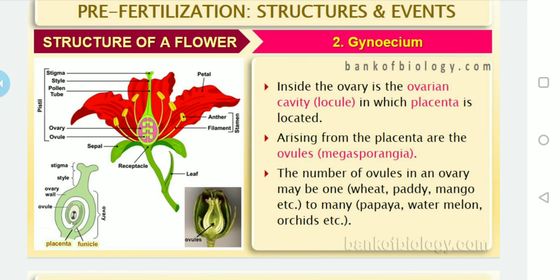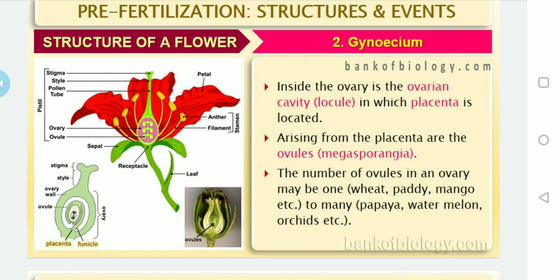The ovary is a hollow structure having one or several chambers. It is called the ovarian cavity, commonly known as locules. After fertilization, the ovary matures into fruit. The area where the ovules are attached to the ovary is called the placenta. The arrangement of ovules on the placenta is called placentation.